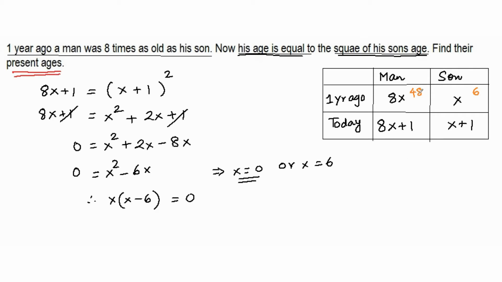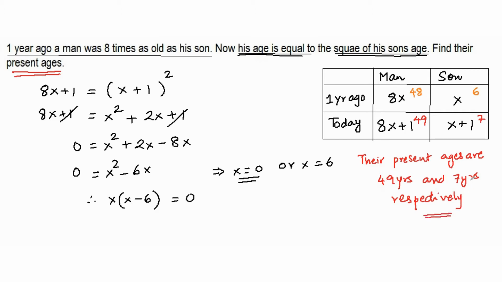So 1 year ago the father was 48 years old, so today the father is going to be 49 years old. The son was 6 years old 1 year ago and now the son is 7 years old. Therefore, I can say that their present ages are 49 years and 7 years respectively, right? The father is 49 years old and the son is 7 years old. So this is how I can create the table.